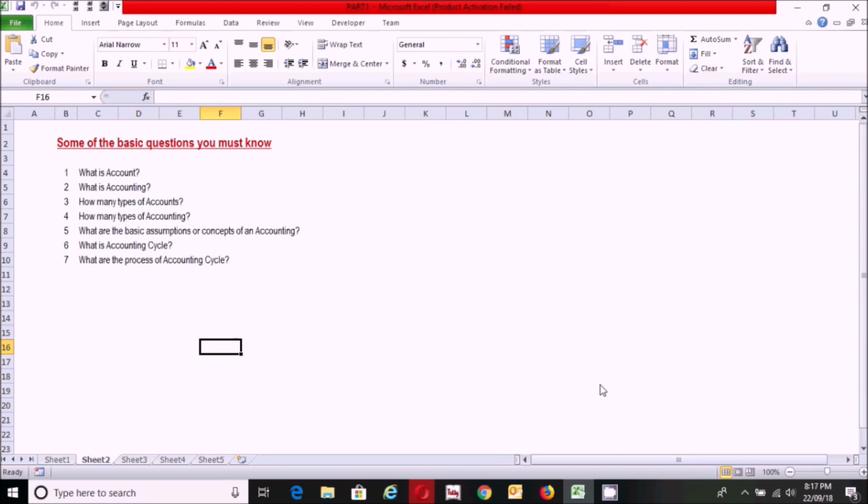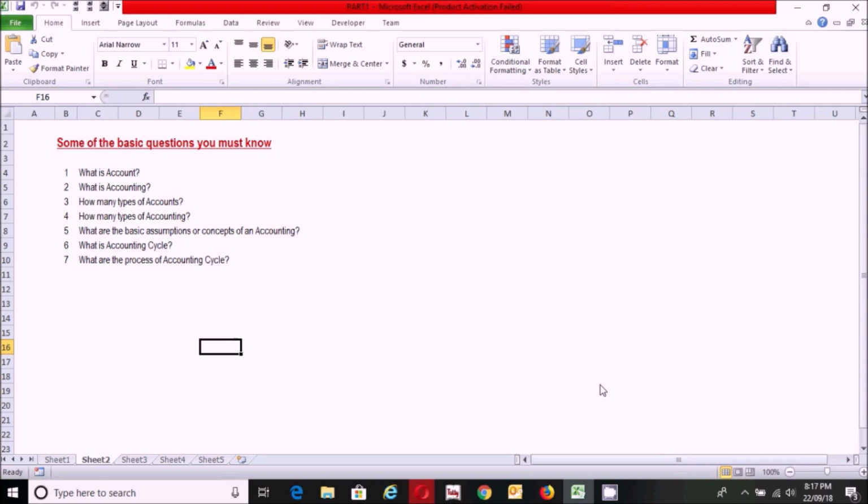Okay. Now the fourth one is how many types of accounting. Basically there are various types of accounting. Those types are determined based on the nature of the information analyzed, summarized, and reported, and on the functions performed. Some of them are financial accounting, public accounting, government accounting, management accounting, tax accounting, cost accounting, internal auditing or accounting, forensic accounting, etc.